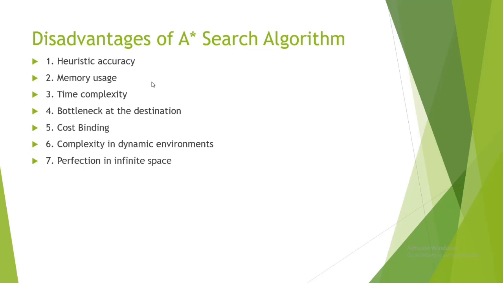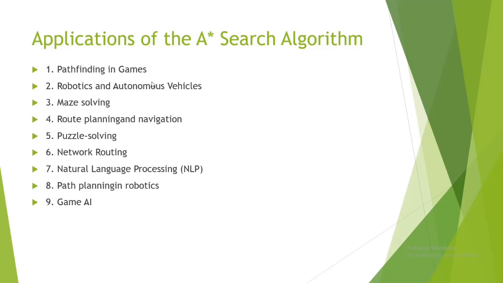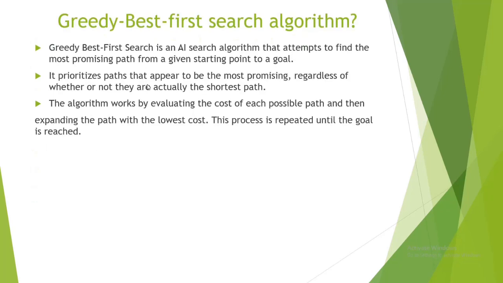Next are the applications of A-star: pathfinding in games, robotics and autonomous vehicles, maze solving, and route planning and navigation. Puzzle solving, network routing, natural language processing, and path planning in robotics are some applications of AI. And the next one is greedy best first search.